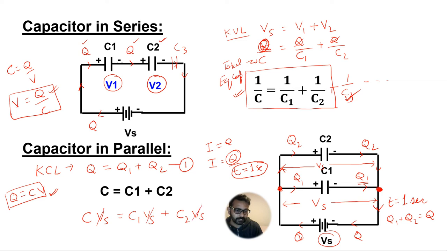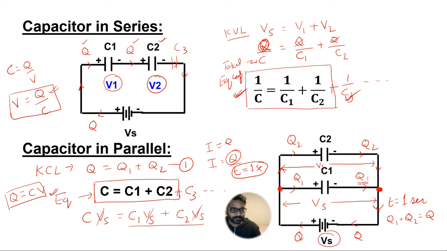So Vs will get cancelled, or if we take Vs common from the right hand side, they will cancel each other, and finally we will be left with this formula here. So for two or more capacitors connected in parallel, the equivalent or total capacitance C is equal to the sum of their individual capacitances, that is C1 plus C2. If you have more than two capacitors connected, you can continue adding their individual capacitances like that.